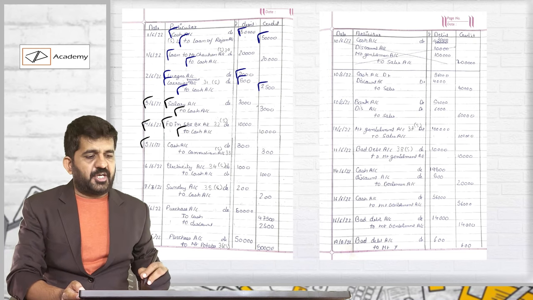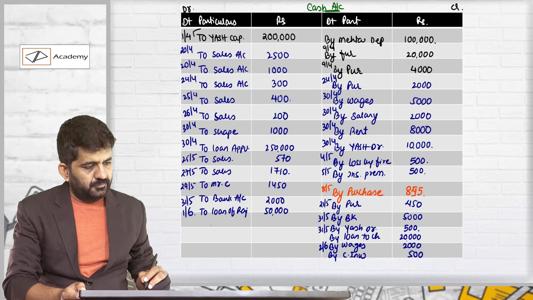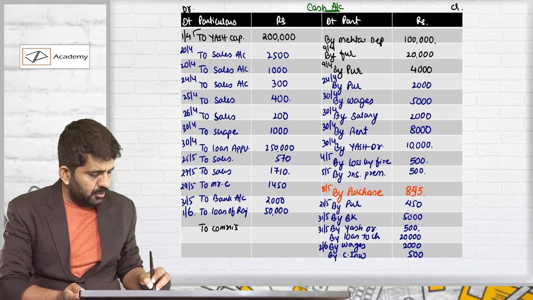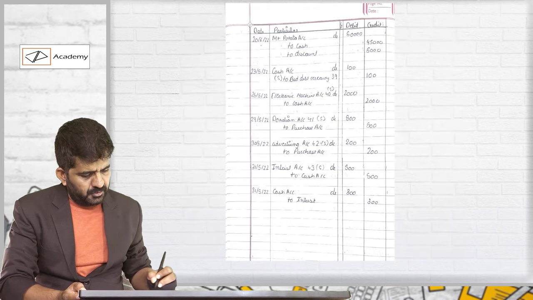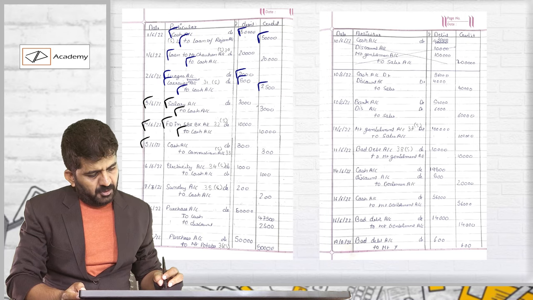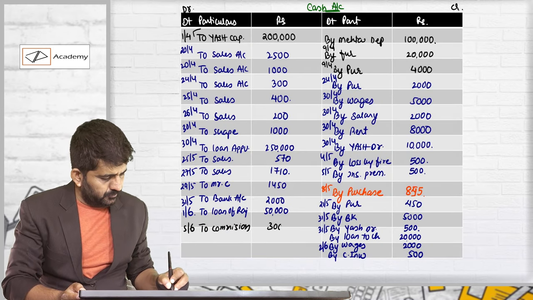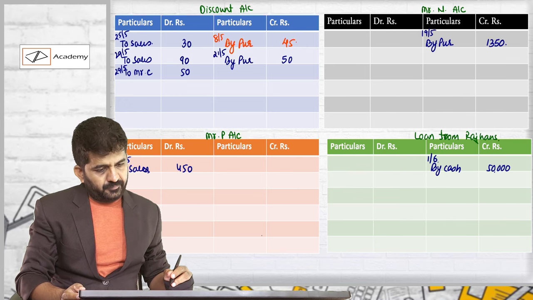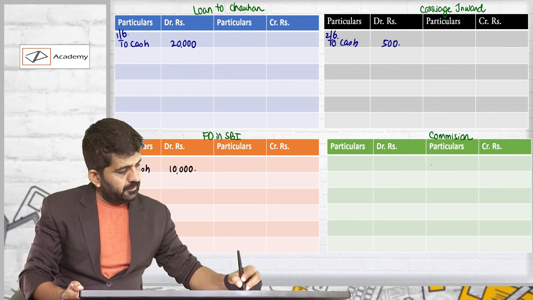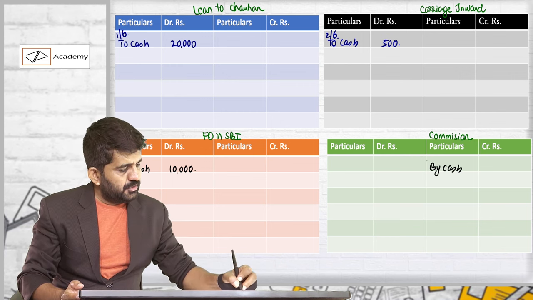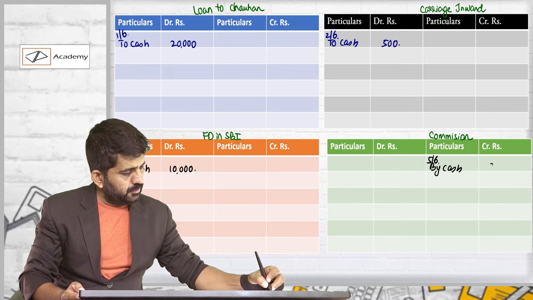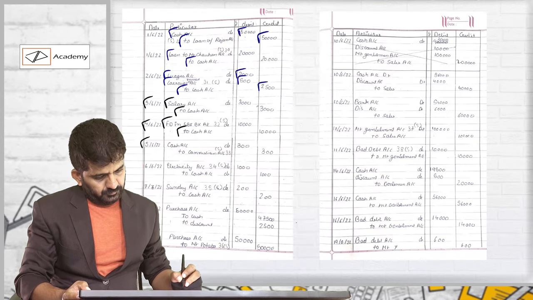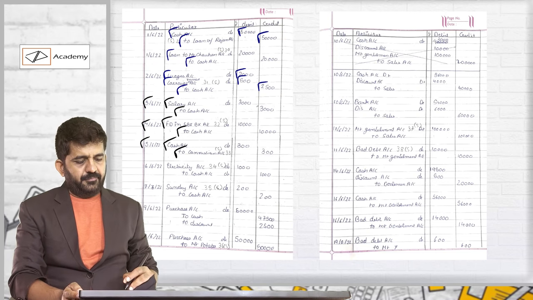5th June, cash account debit to commission. So cash account debit side to commission, 5th June, amount is 300. Commission account credit side by cash, 5th June, 300. So I have posted this journal entry.